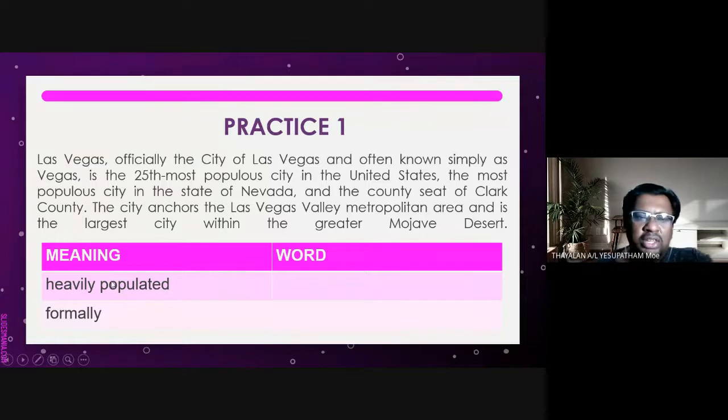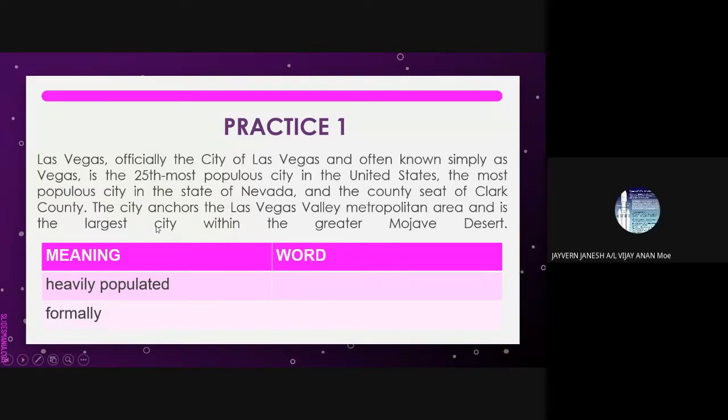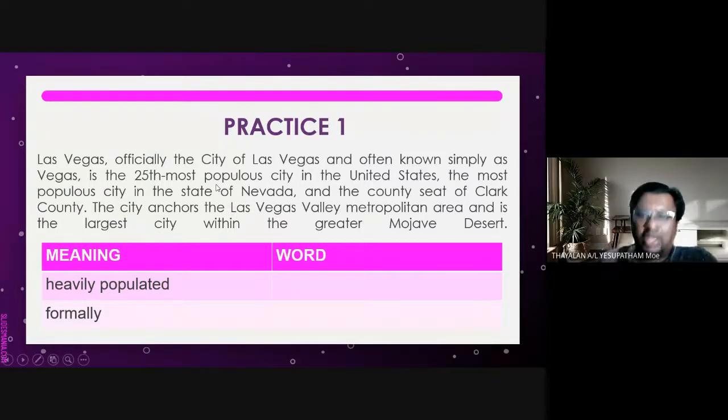Okay, now look at the first word. Heavily populated. It shows a lot of population. Heavily means strongly. So heavily populated. What do you think is the answer there? Most populous. Okay, if anyone were to give the answer most populous, your answer is wrong. Why?